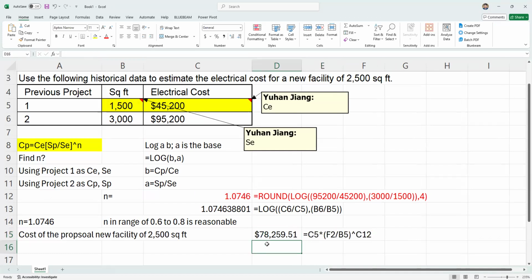And I will do the typing again. So make sure, this will be 200 times 2500 divided by 1500, and the n power is 1.0746.